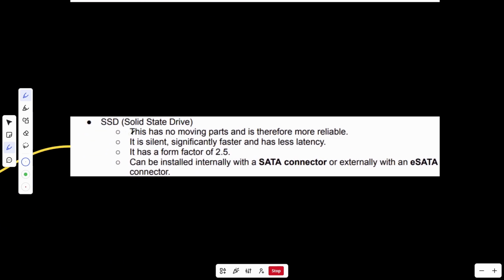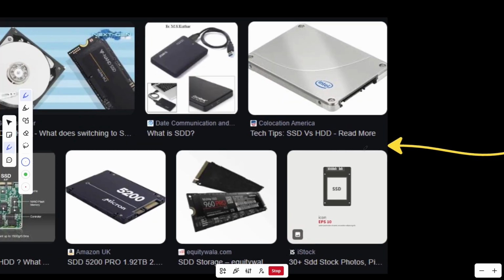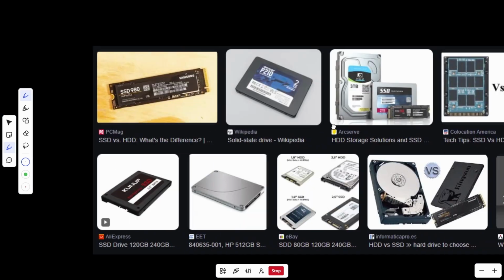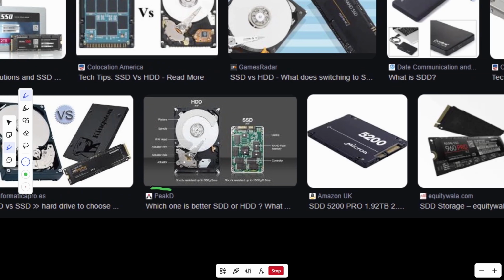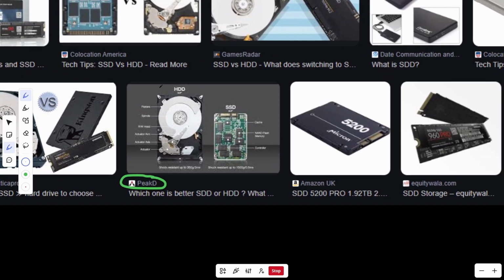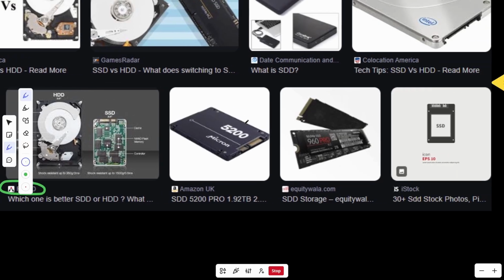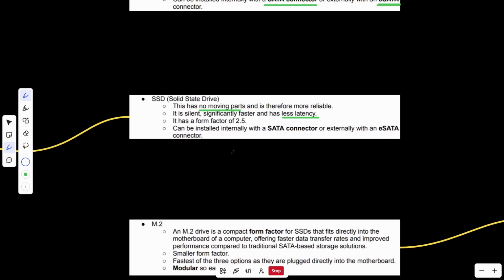Now, a solid state drive has no moving parts and is therefore more reliable, okay? It is silent, it's significantly faster, and has less latency. So let's have a look at what that looks like. Again, I just did a Google image search, and you can see a couple of these images here. This one shows the difference pretty well. So you've got the hard disk drive on the left with the physically moving components, and then you've got the solid state drive, which has no moving components, okay? No moving components whatsoever. So it's much more reliable, and it's also much quieter too. That might be something you want to think about for your exam, the level of noise as well.